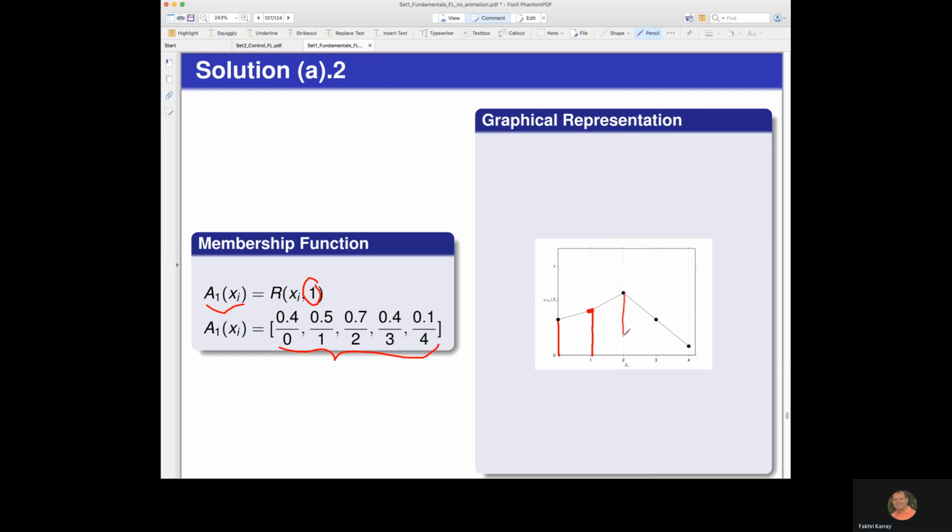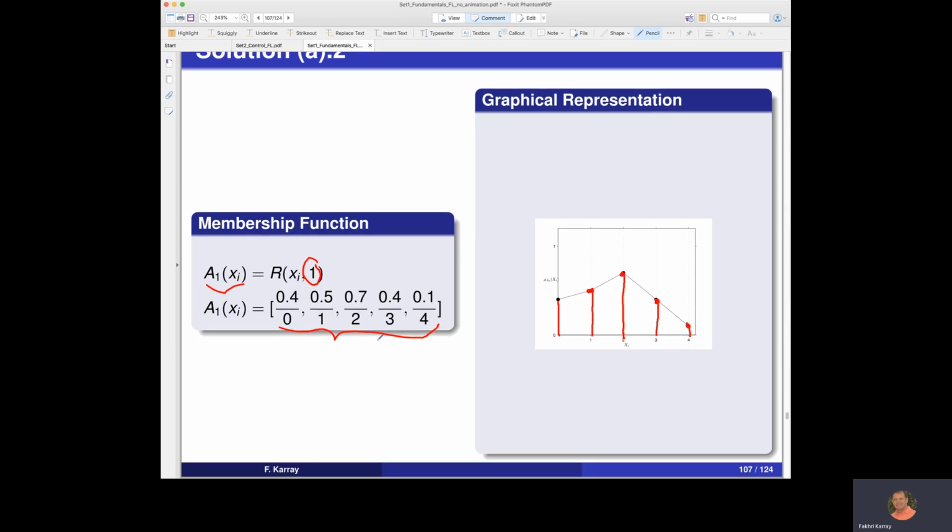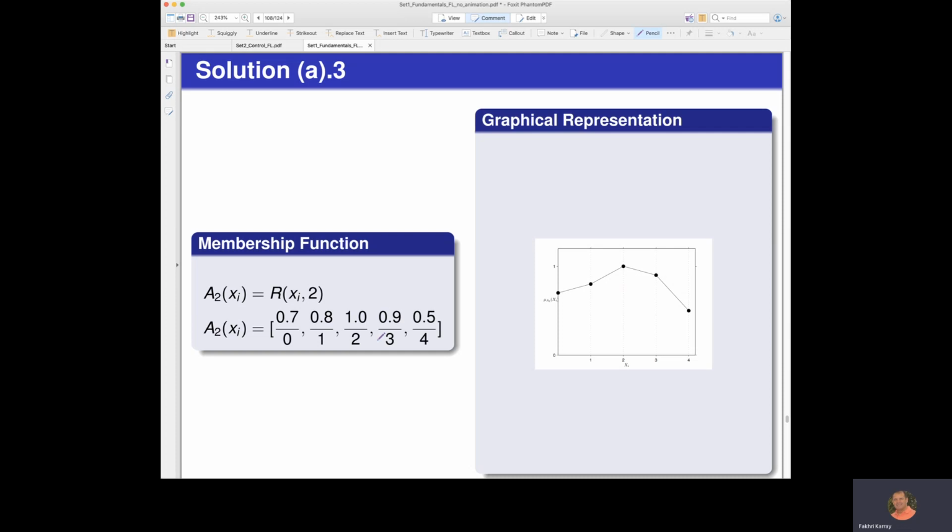These spikes representing the membership function can be connected, and regularly we do connect them to give us the curve, but usually this is how it is obtained. And these are the representation of a discrete fuzzy set, as we have seen in the course. The same thing for A2.